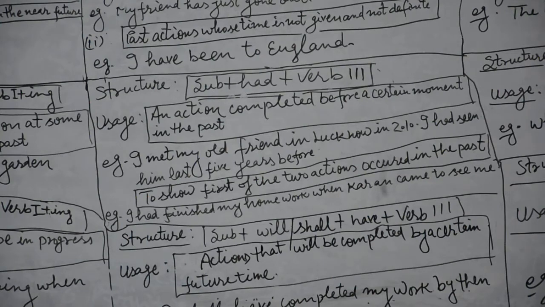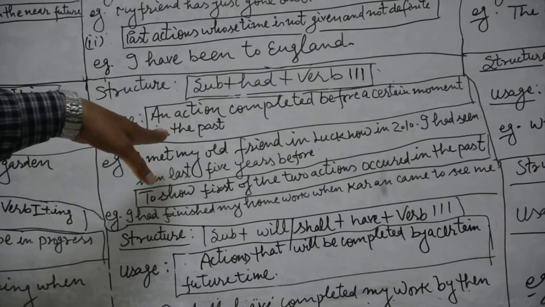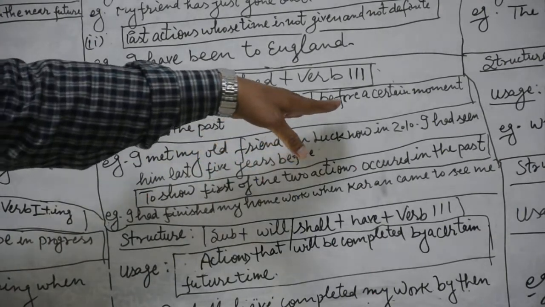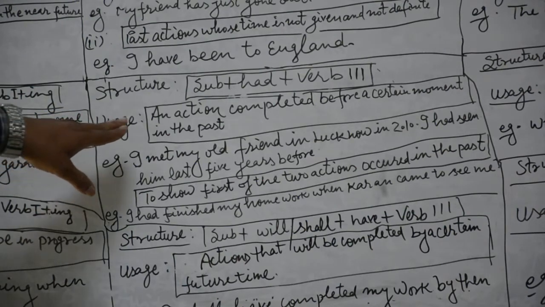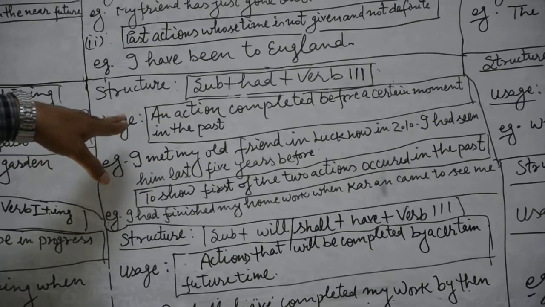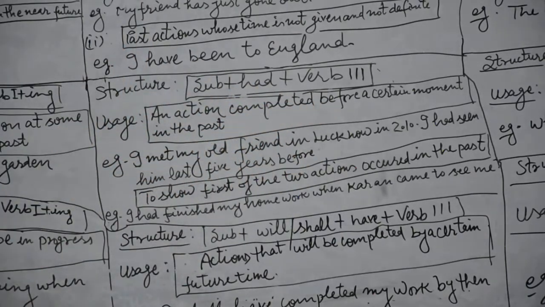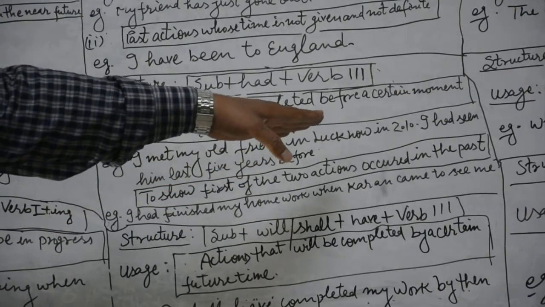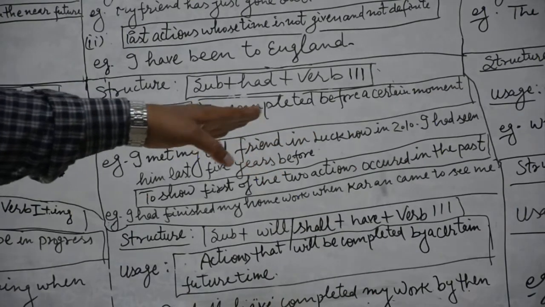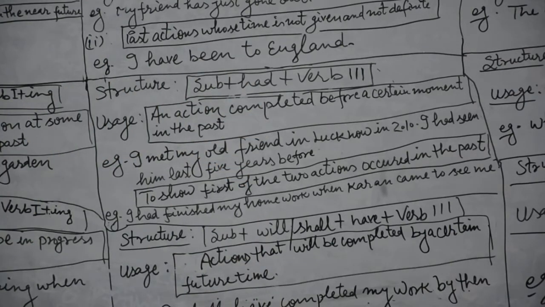This tense is used to show an action completed before a certain moment in the past. What is the usage of this tense? This tense denotes an action completed before a certain moment in the past. Example: I met my old friend in Lucknow in 2010. I had seen him last 5 years before.